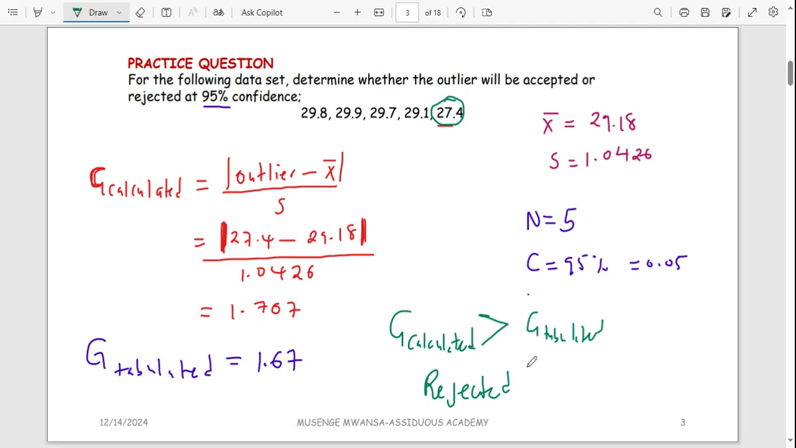So that is how we deal with this. So if the opposite was true, if G calculated was smaller than G tabulated, we would have retained the value. We shouldn't have rejected it. We would have accepted it.